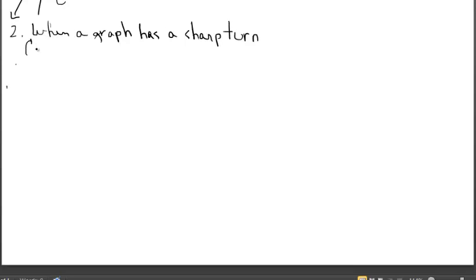Okay, let's look at another situation. A function is not differentiable when it has a sharp turn. When a graph has a sharp turn, and to help us understand this situation, we're going to consider an absolute value function.